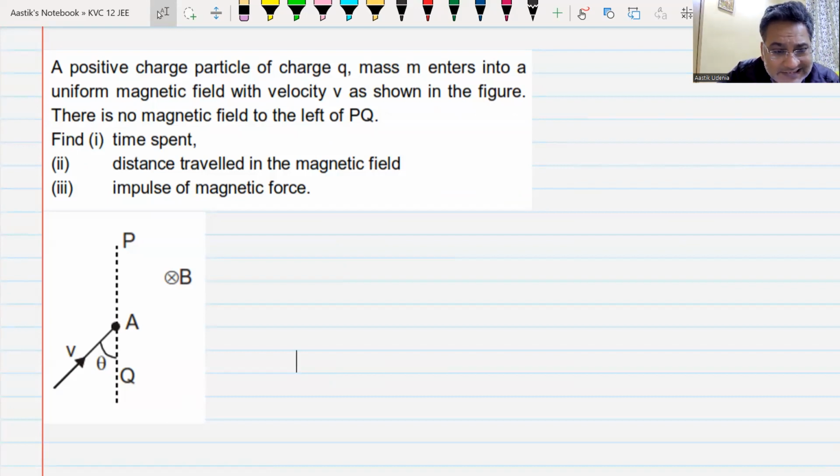Find number 1, the time spent by the particle in this magnetic field. Number 2, the distance traveled. Number 3, the impulse of the magnetic force. I'll give you 2 minutes and wish you luck. I hope you can do this question. I would be very happy if you can do this.